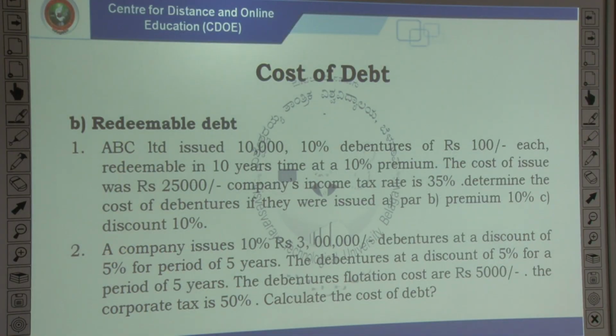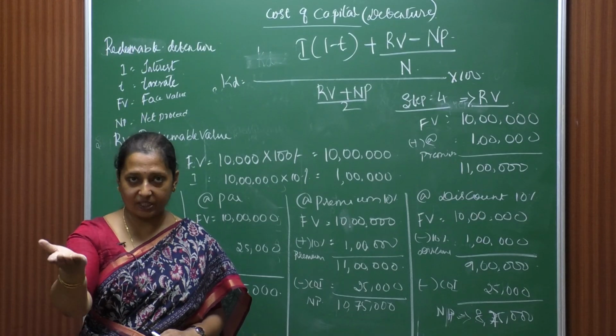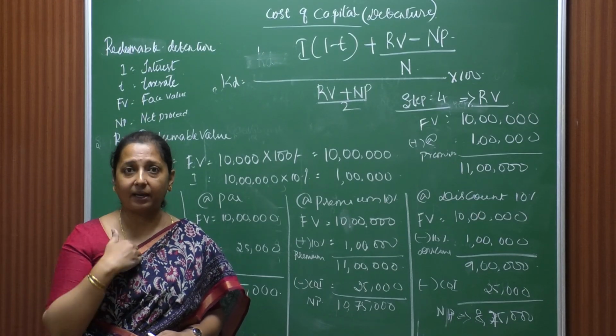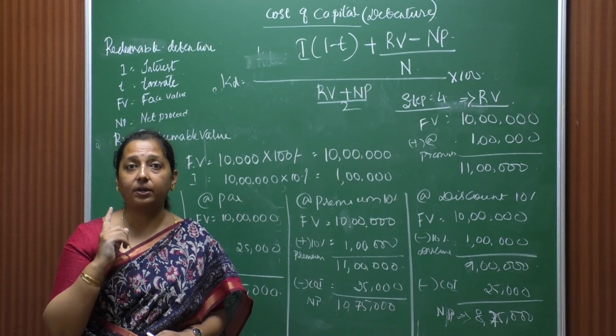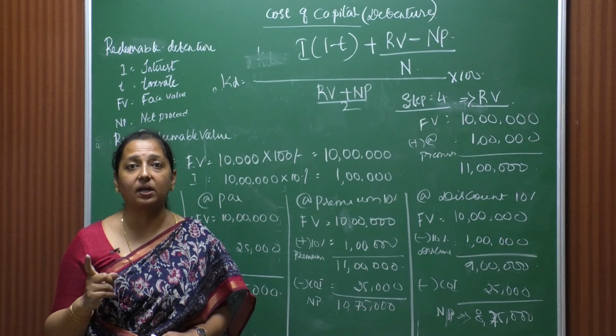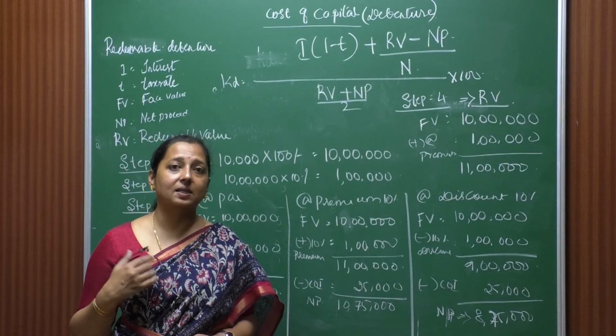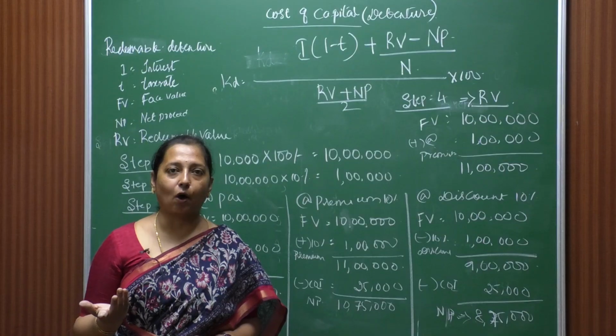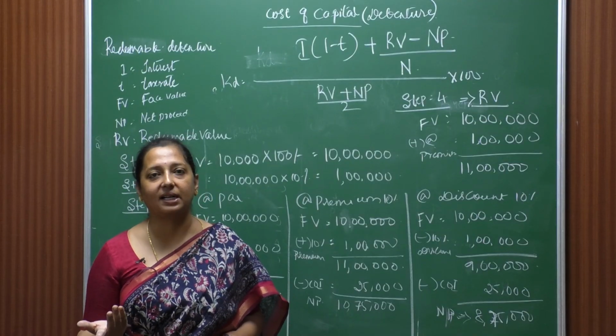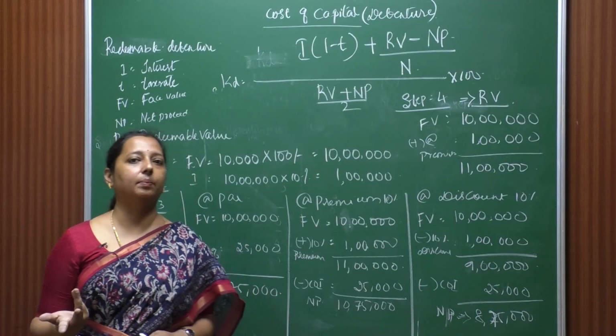at a premium of 10%. That means if I issue at 100 rupees face value to you, when I buy back your debenture, I will be giving you 10 rupees extra. That cost is called the redeemable value, RV. Okay, that is maturity. In bonds we call it a maturity value; here we call it redeemable value. You can call it a maturity value.